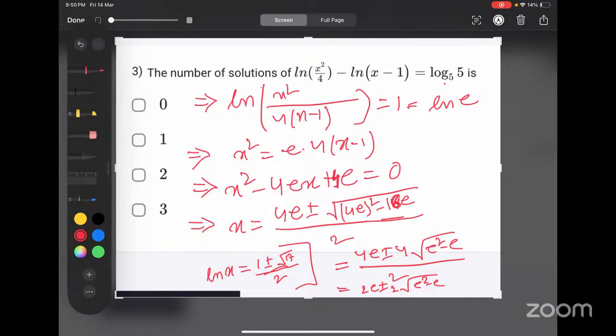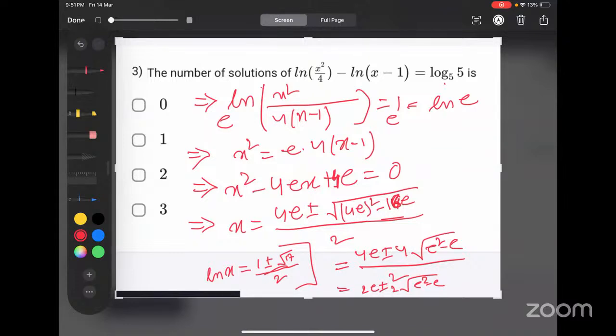This log 5 of 5 has become 1, right, ma'am? Yes. If you don't get the idea of taking 1 equal to ln of e, there is another way. With ln of x square divided by 4 into x minus 1 equals 1, if you are not getting this idea, it is not a problem at all. You can take e on both sides. Here also you have log e, so this equals e. e power 1 is e.